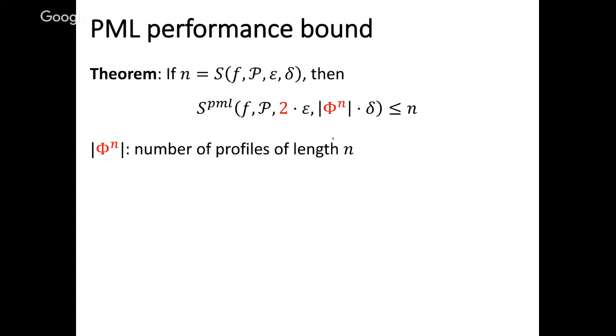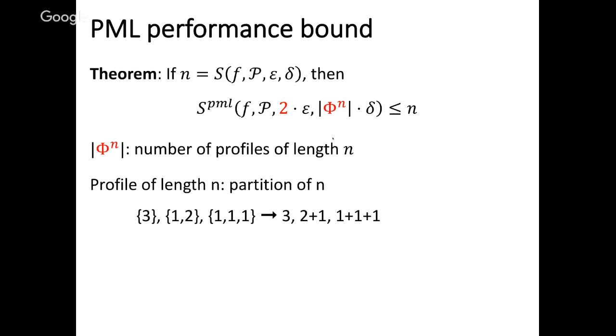Okay, so what is the number of profiles? What's the number of profiles of length n? Each profile of length n is actually just a partition of n. In other words, if you look at all sequences of length 3, the set of all profiles can be written in the following way. All 3 symbols could be the same, there could be one symbol that appears once and one symbol that appears twice, or there could be 3 distinct symbols. So the set of all possible profiles is in one-to-one correspondence with unordered partitions of the integer n.